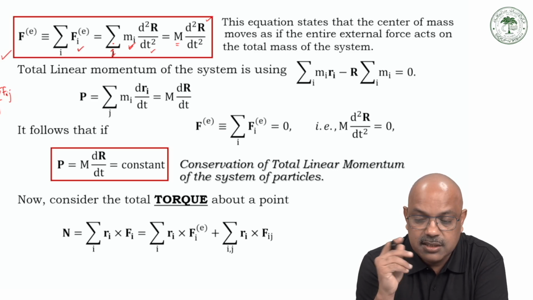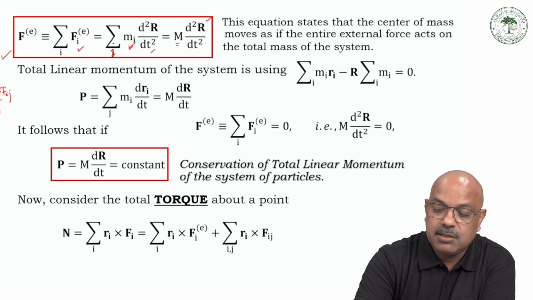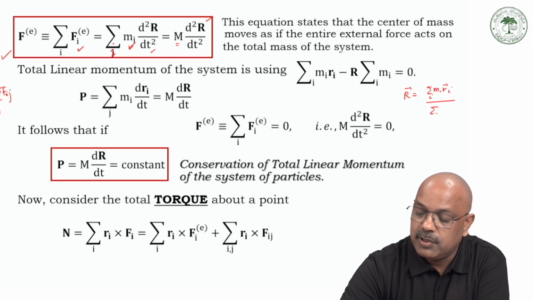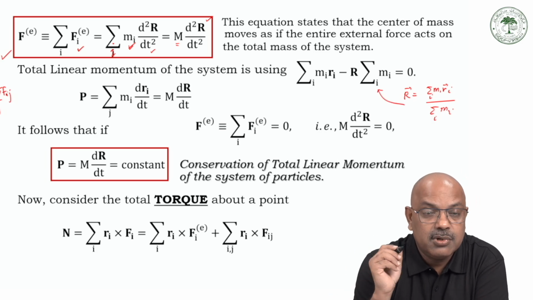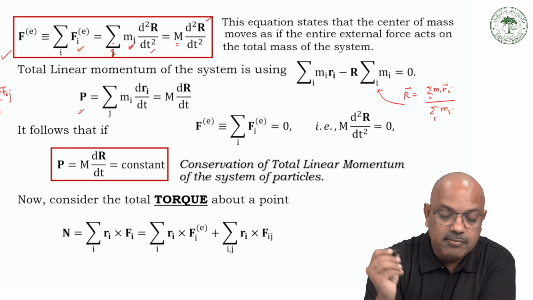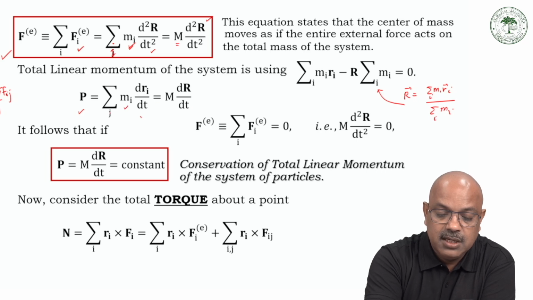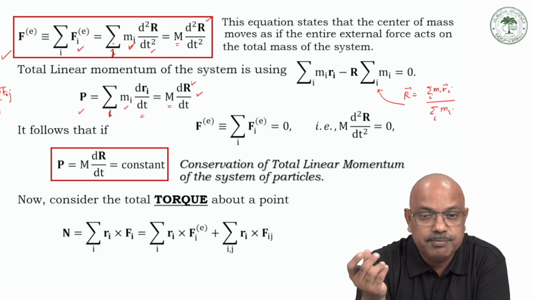And from there, as I told you, the linear momentum of the system: if you define R as the sum over mi ri divided by the sum over mi, from here you get this relation. So we can define the total linear momentum P as the sum over mi dri upon dt, which is M dR by dt. Here R is the position vector of the center of mass of the system.